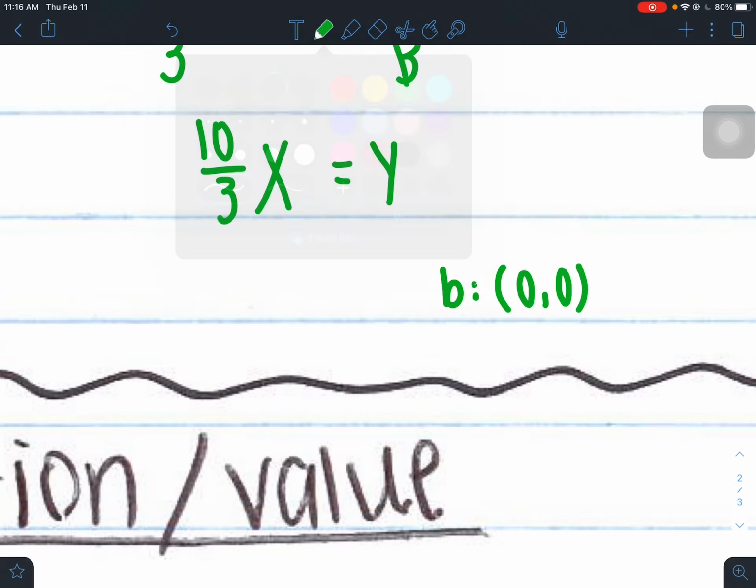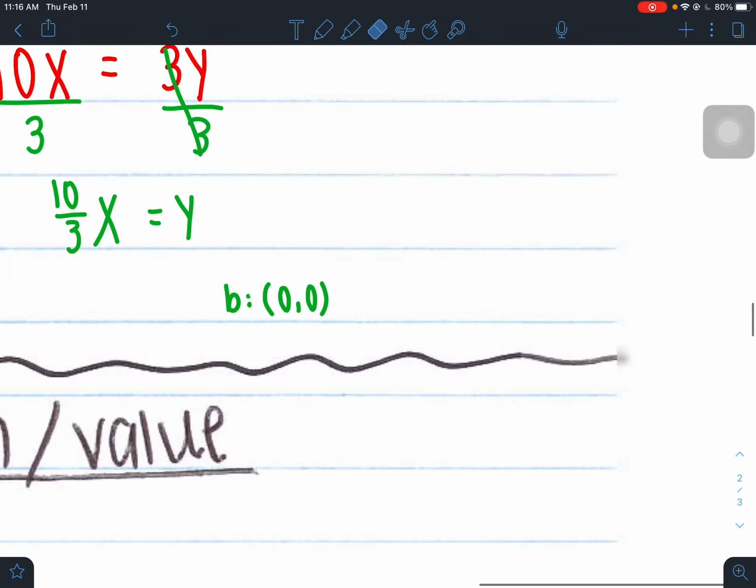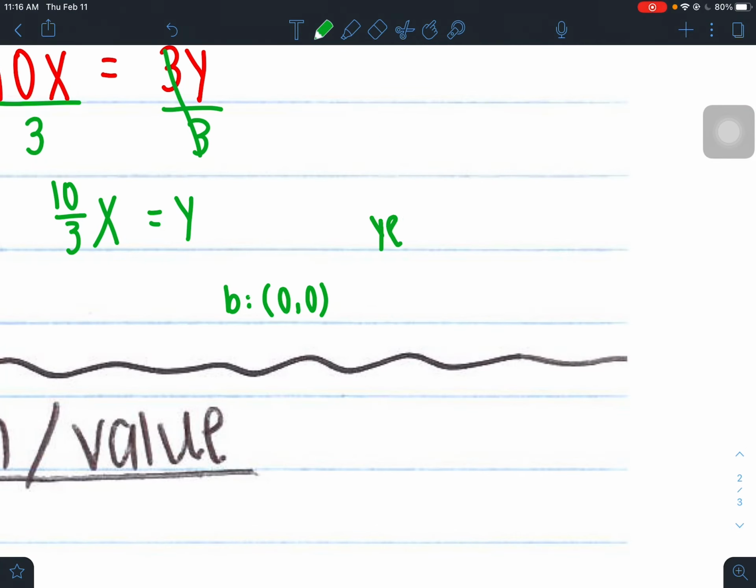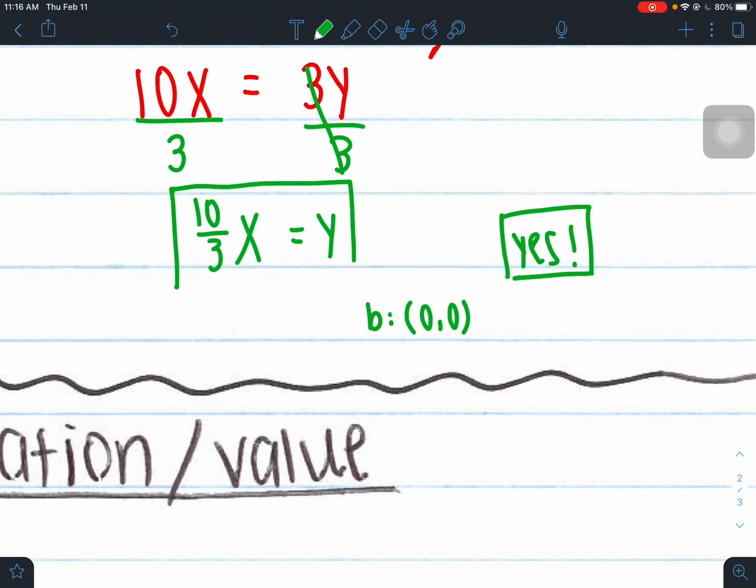And here I'll reorder it so that's a little easier. Y equals 10/3 x. Remember, there's technically a plus 0 here because they didn't add anything. There's no number there, so that y-intercept is 0. So it is direct variation, so we say yes here. And then we'll go ahead and box our equation as well because it is direct variation.